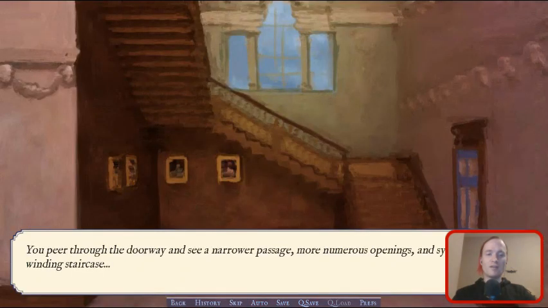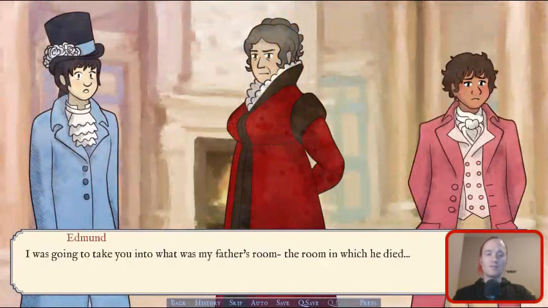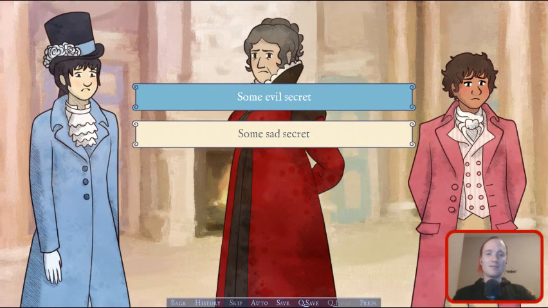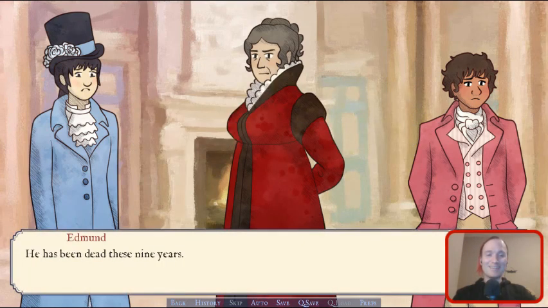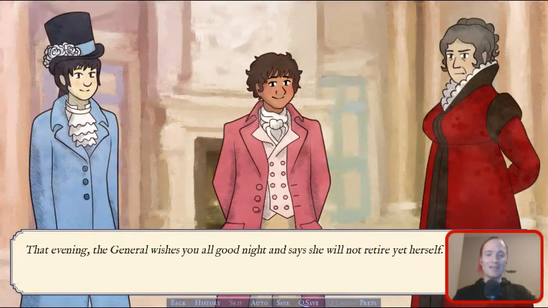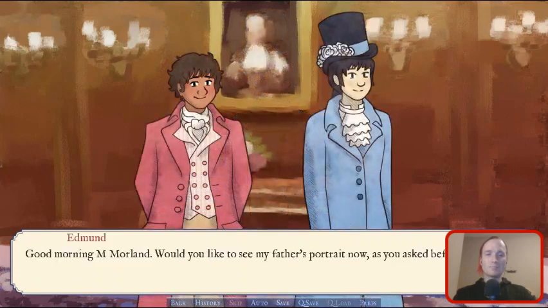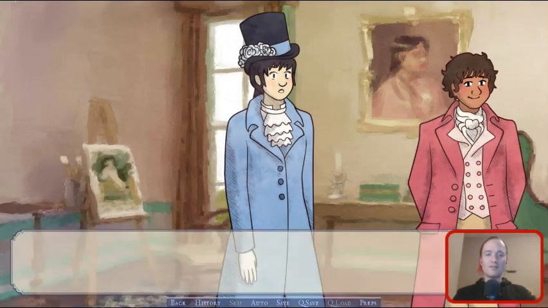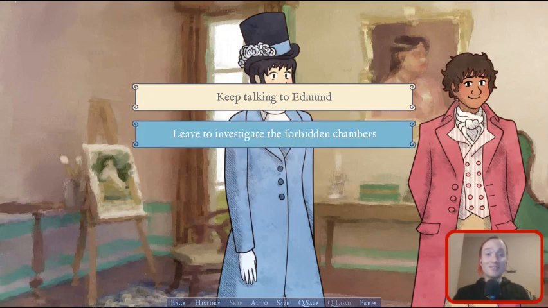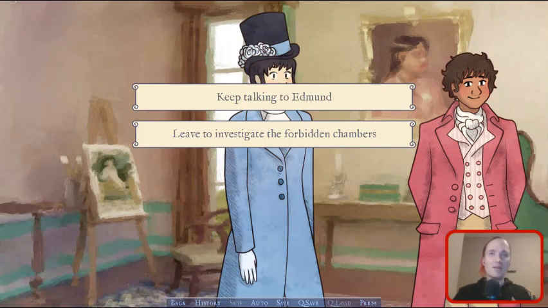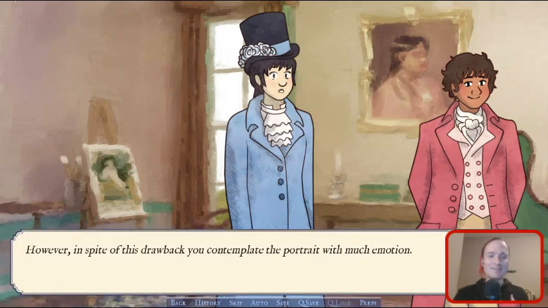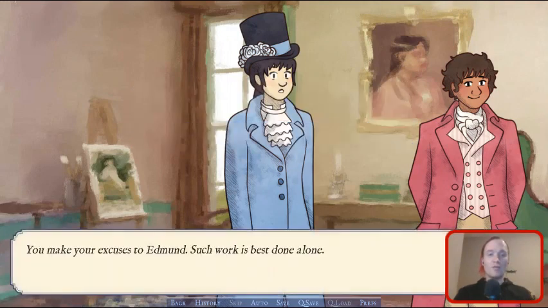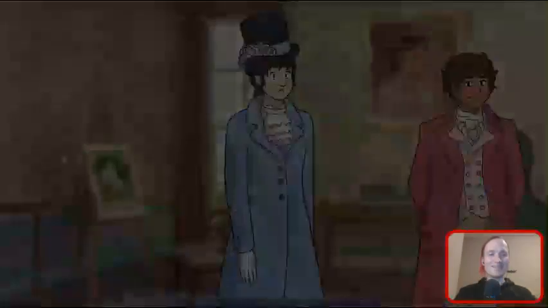Okay, hold on. You peer through the staircase and see a narrow passage, more numerous openings, and the symptoms of a winding staircase. Something is hidden there. Doors quickly shut. Some evil secret, yes! I'm not sure why that was it. Are we just thinking that ourselves? Are we trying to sneak in? Okay, we're gonna go see the portrait. Yes, Forbidden Chambers. Screw Edmund. I'm sorry, Edmund. My heart belongs to hidden secrets, Edmund. Forbidden Chambers. I mean, why couldn't we explore Forbidden Chambers with Edmund? True, that would be fine as well. But no. But I support us in. Says work is best done alone. That's why, apparently. I see.